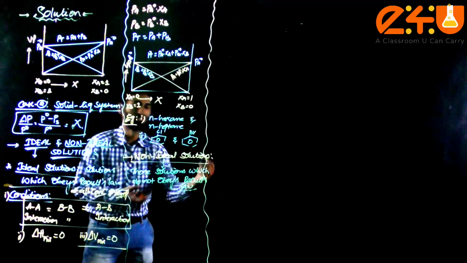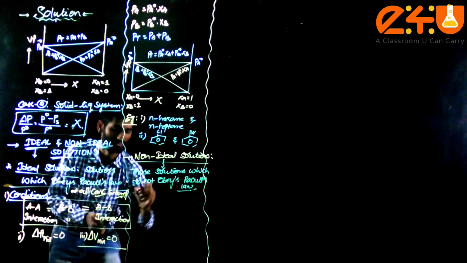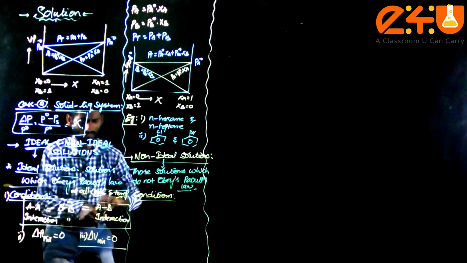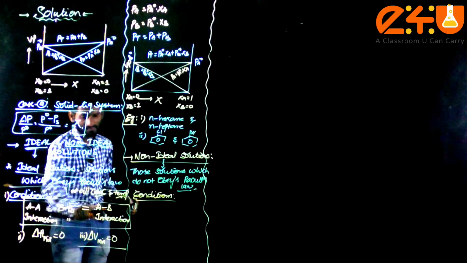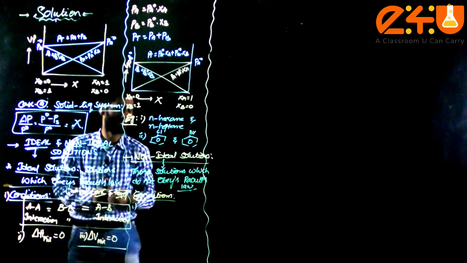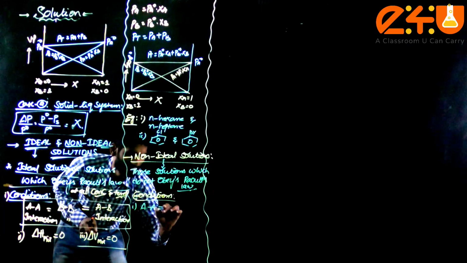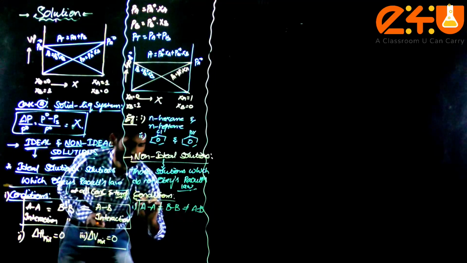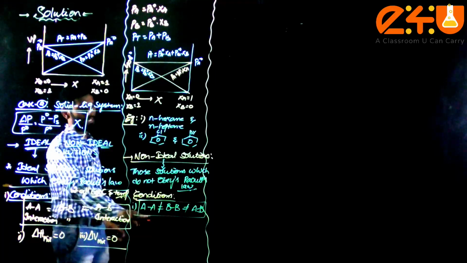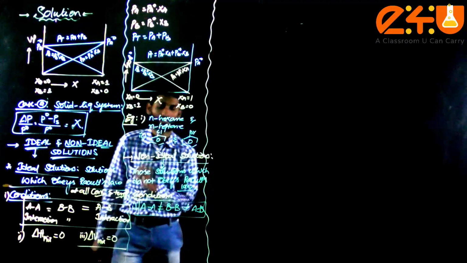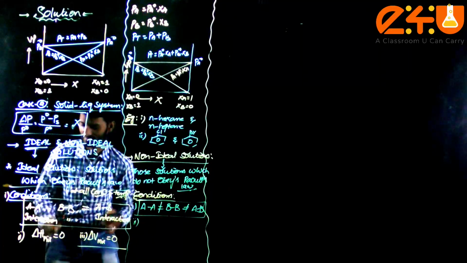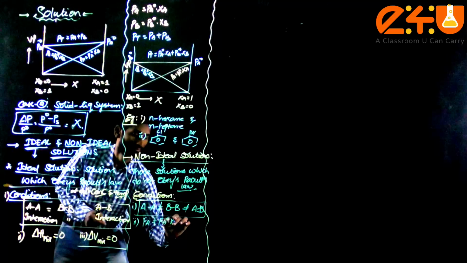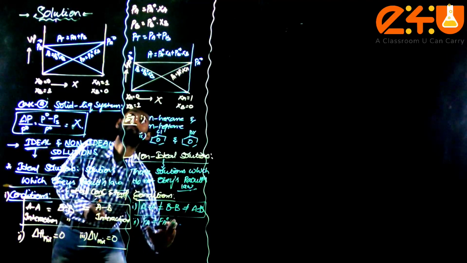In the case of non-ideal solutions, what are the conditions? First condition: in ideal solutions the AA interaction, BB interaction, and AB interaction are all equal. But in non-ideal solutions, the AA interaction is not equal to the BB interaction, which is not equal to the AB interaction. This is the first condition, dear students. Everything is reversed. Here PA is not equal to PA naught into XA.